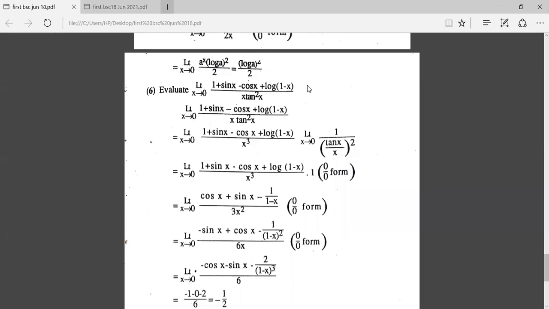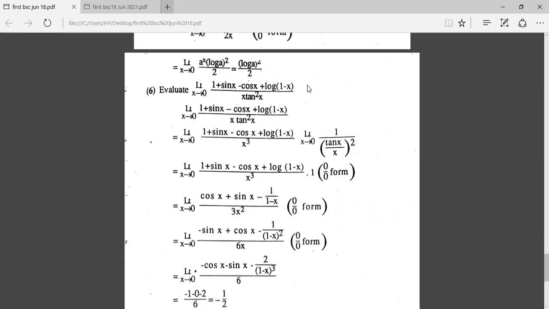So numerator is 0. What about the denominator? If you put x equals 0, denominator is also 0. So therefore it is of the 0 by 0 form. It is indeterminate form. Therefore, you have to use the L'Hospital rule. You have to differentiate both numerator and also denominator and let x tends to 0, taking the limit x tends to 0 after differentiation.